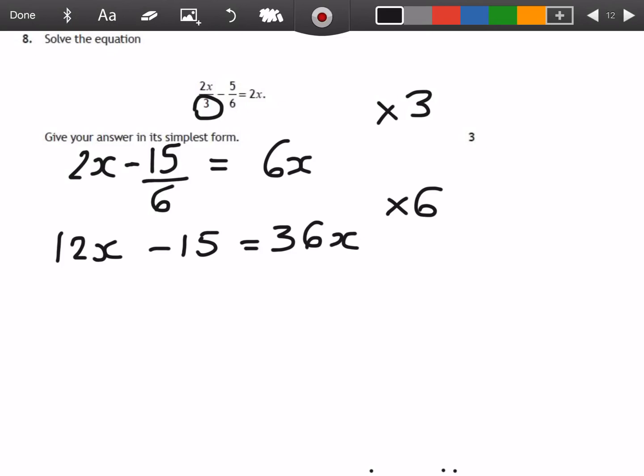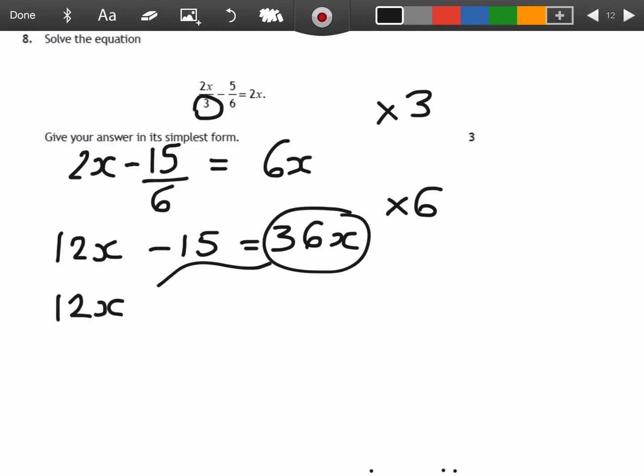Just before I move on, you might have worked out that you could have maybe multiplied by 18 and get rid of the 3 and the 6 at the same time. Okay, if that's how you've done it, just double check, make sure you get the same answer at the end. Right, okay, so we've got an equation that's got x's on both sides. We want x's just on one side of the equation. It makes no difference which side you put your x's on, okay? I'm going to do it the most common way, which is put the x's on the left-hand side.